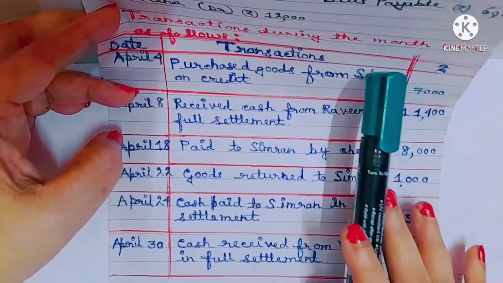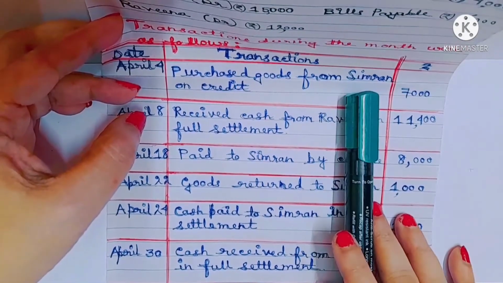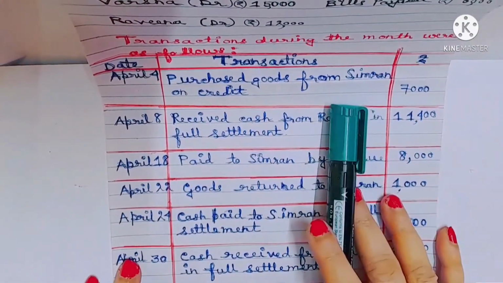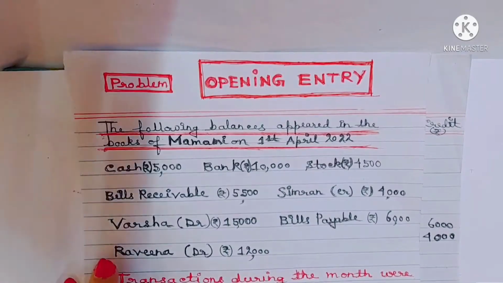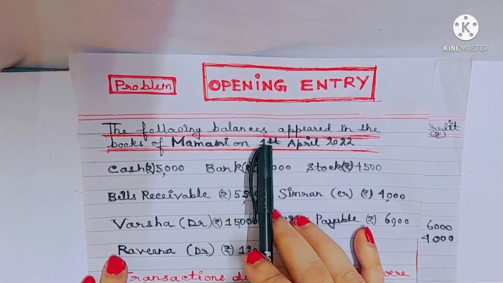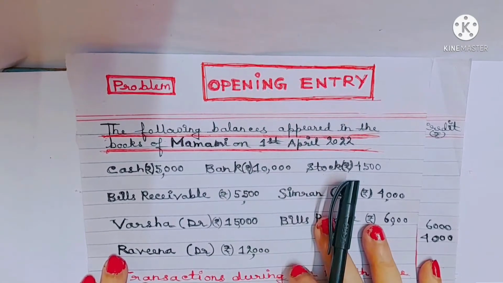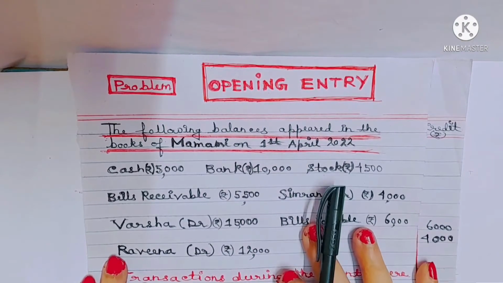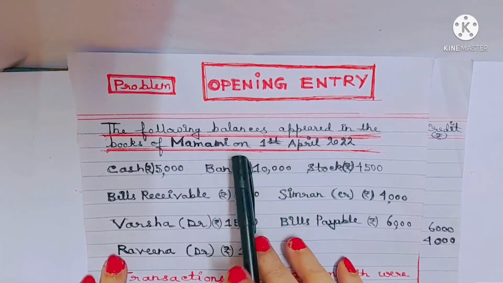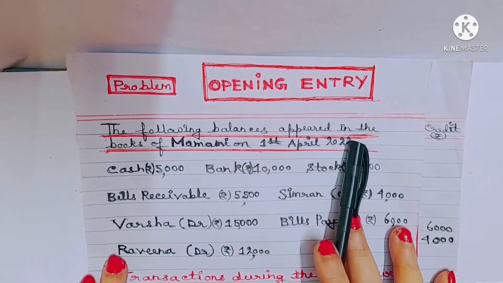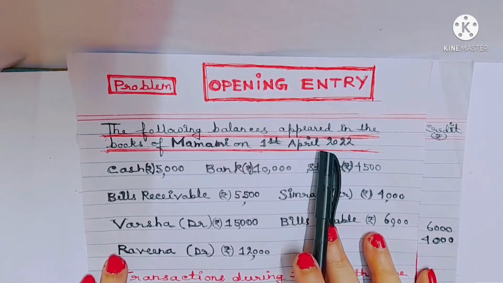Understood? First we have to prepare journal entries and then we have to post these journal entries into ledger. Let's do it. First we have to prepare journal entries and then make ledger posting of opening entry. What we have to do is record all the balances of assets on the debit side in the journal. Why on the debit side? I have already told you, because assets always show debit balances. And we also have to record all the balances of liabilities on the credit side. Why? Because liabilities always show credit balances. Understood? Now let's do it.